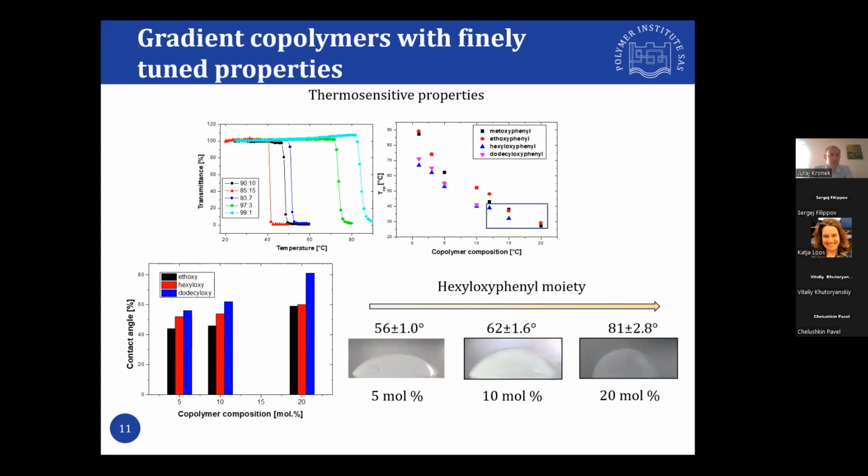You can see that by differing the composition and the alkyl chain, we can prepare a very nice library of copolymers with different thermosensitive properties and different hydrophobicity. For our purposes, the best is the window of thermosensitive properties in the physiological range. It means for our polymers between 12 and 20 molar percent of aromatic moieties.